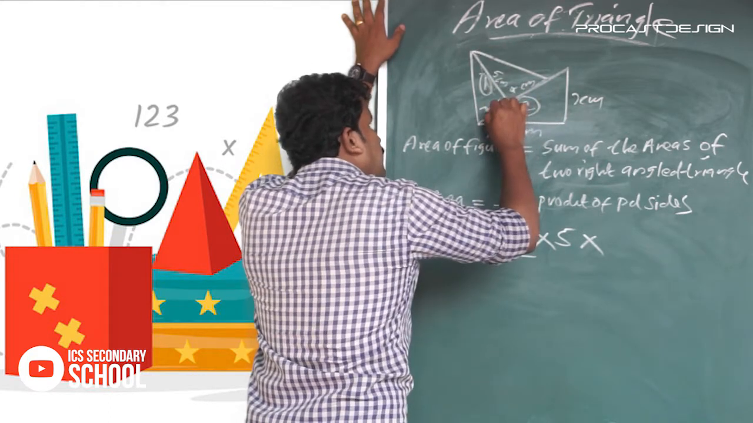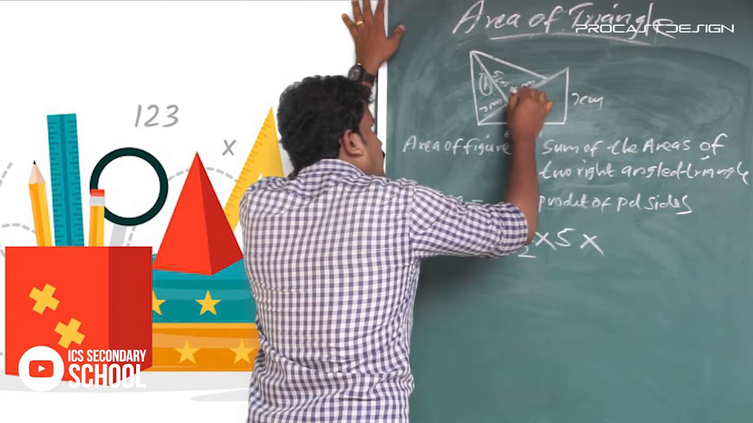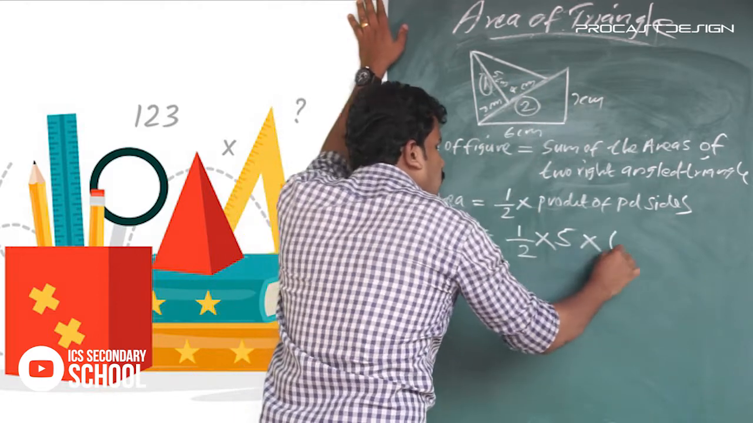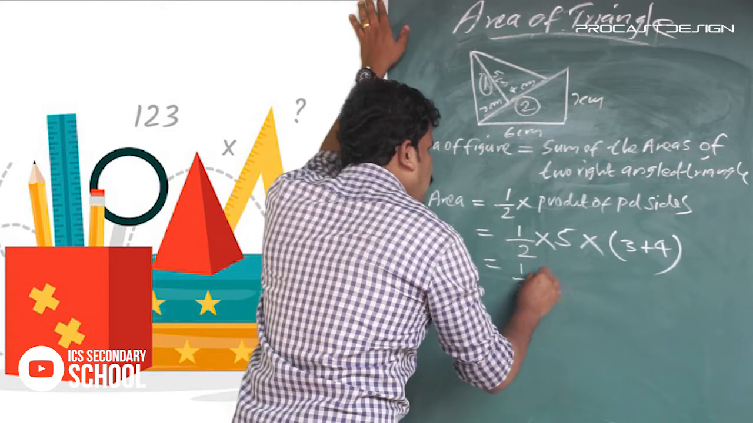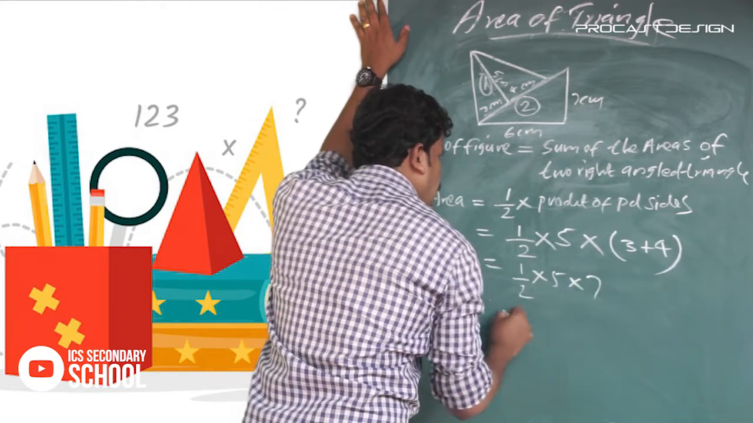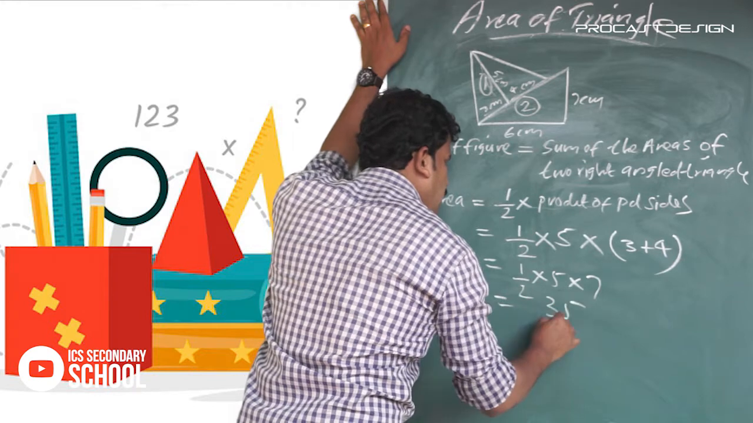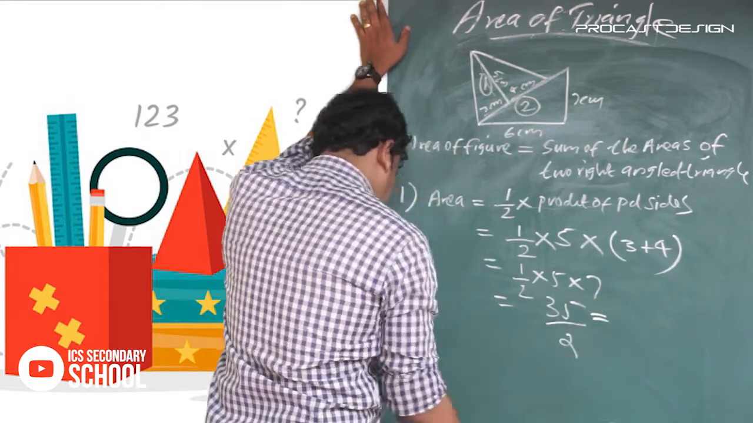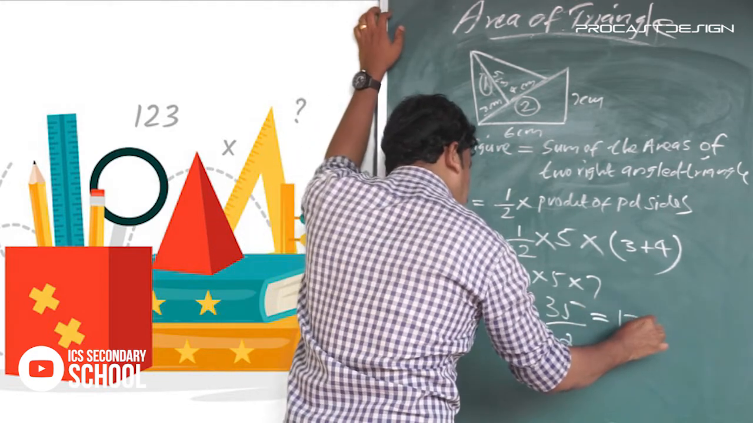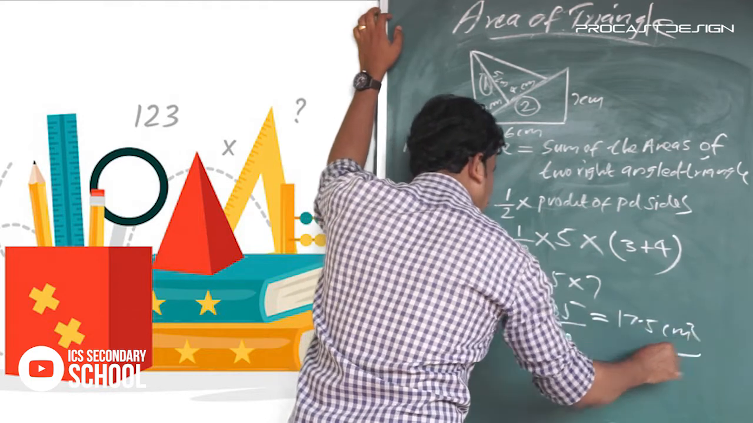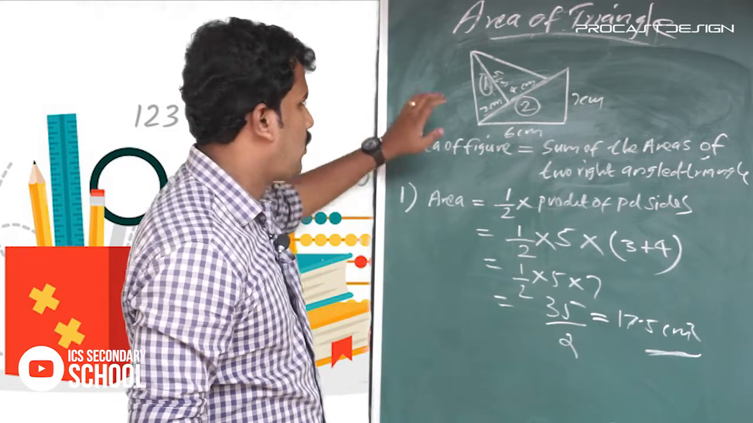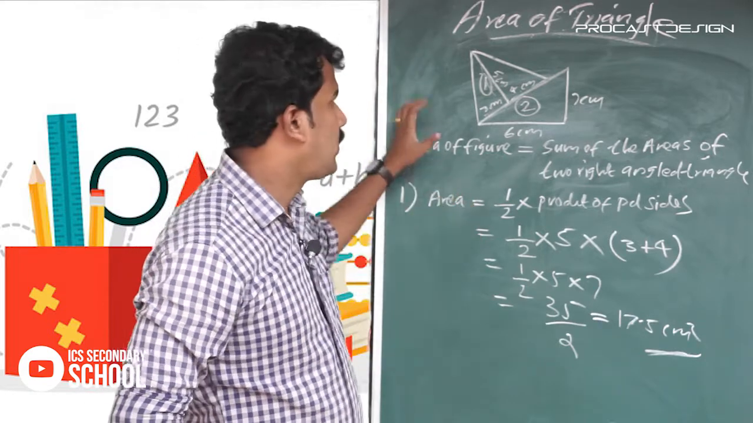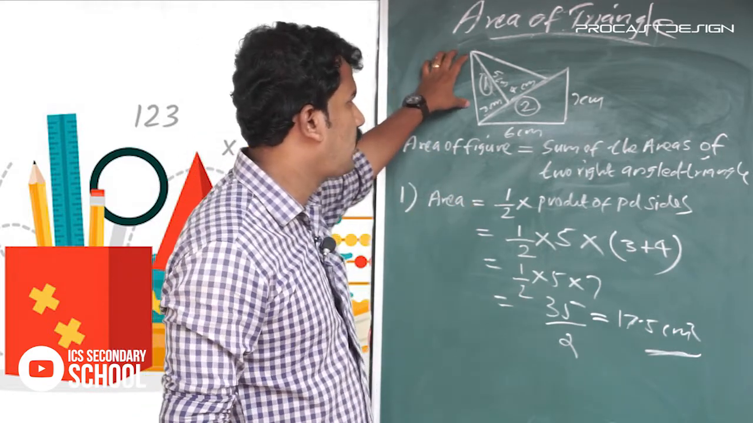Here to here is 3 centimeter and here to here is 4 centimeter. So the total length is 3 plus 4, that is 7. So half into 5 into 7 is equal to 35 by 2, which means 17.5 centimeter square. So this is the area of the first right angle triangle in the figure.